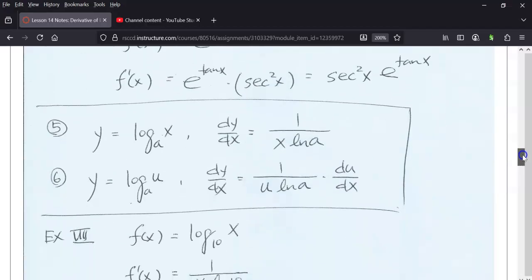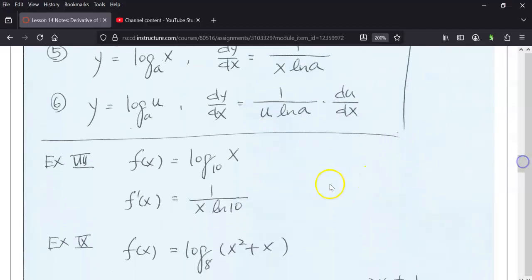Let's apply it to an example. If you have f of x equals log base 10 of x, then the derivative will be 1 over x times ln of 10, times the derivative of x, which is just 1. So that's the final answer.